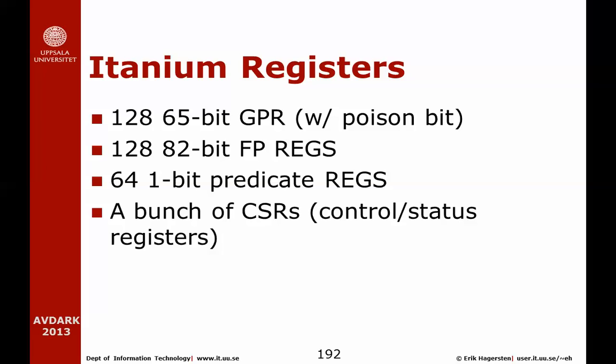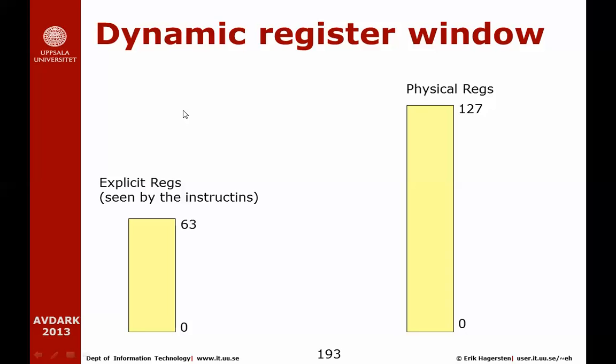So why do you waste this many registers? Well, you can expect that there is some kind of register renaming going on, because each instruction can only name 64 registers. We have twice as many registers implemented. And in some sense, there is some kind of register naming going on, but this is a register naming which is done with respect to how registers are shared between different incarnations of procedure calls.